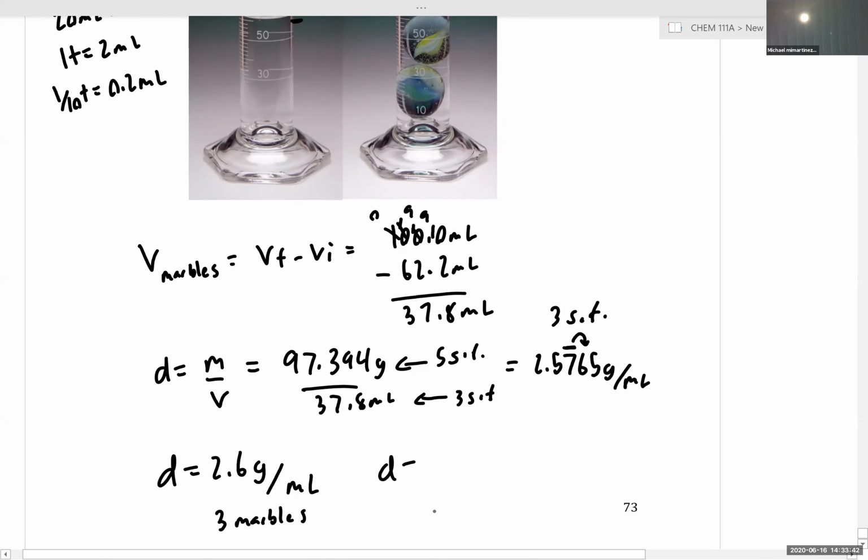What is the density for a single marble? Is it going to be the same or different? This is really important. It's the same, exactly. The density is also, oh, sorry, one moment. 2.58. Sorry about that. It would also be 2.58 gram per mL. Yes, you're correct, this should have 3 sig figs.